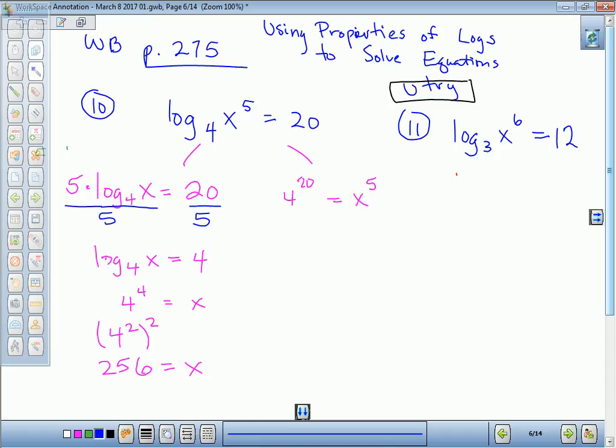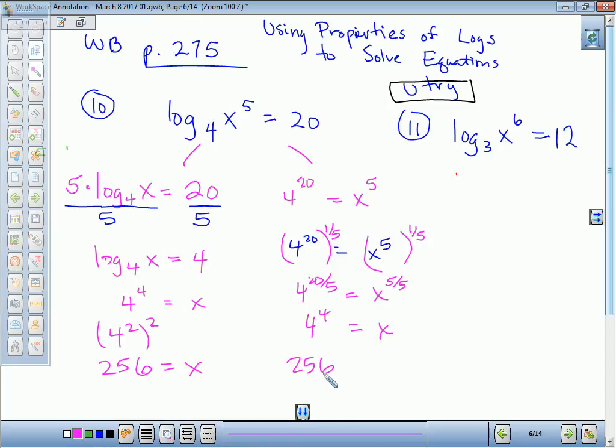Okay? Now, we know we can take the 5th root. But what is the same as the 5th root? What power is equivalent to taking the 5th root of something? Raising it to what power? The 1/5. The 1/5 power. And so it takes us to the same spot, guys, because this becomes 4 to the 25th, and this becomes x to the 5/5, which is just 1. So this becomes 4 to the 4th, and this is x, and 4 to the 4th, we just justified as 256.